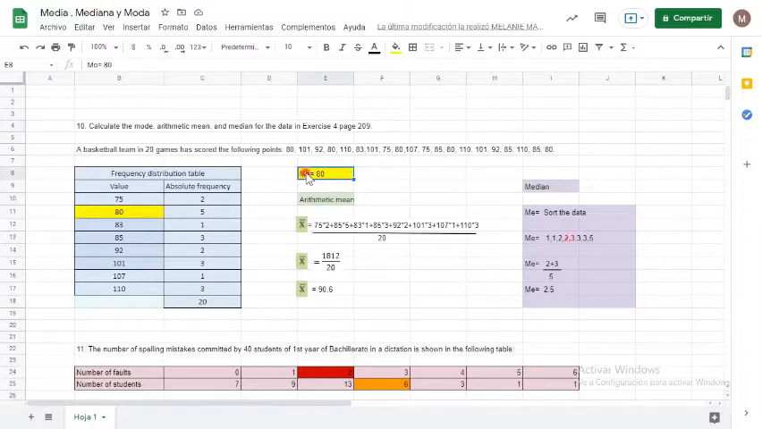The mode is 80. The arithmetic mean is the multiplication of the class mark by the absolute frequency of each value divided by the total number of data, giving a result of 90.6. For the median, we order the data from smallest to largest and choose the two in the middle, add them together and divide by 2, with the answer of 2.5.